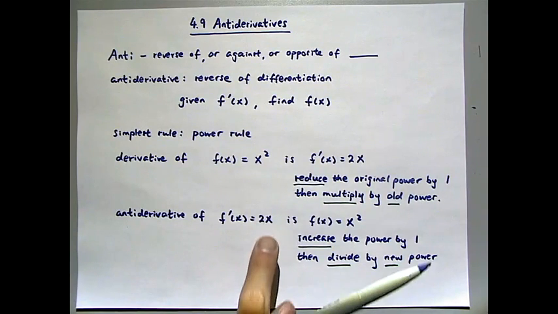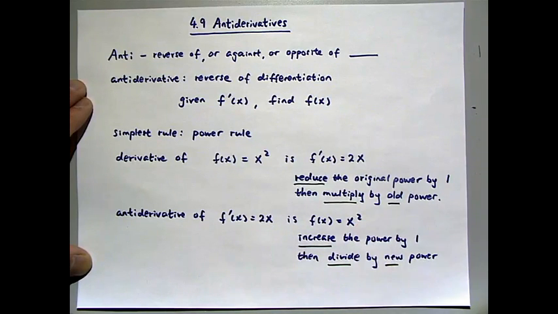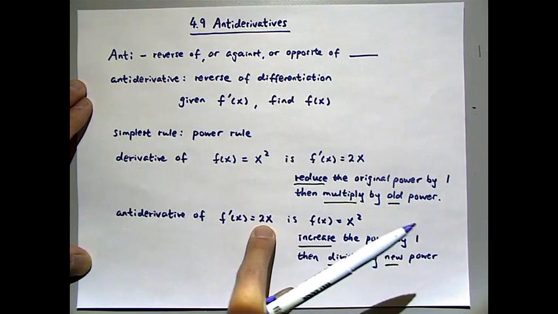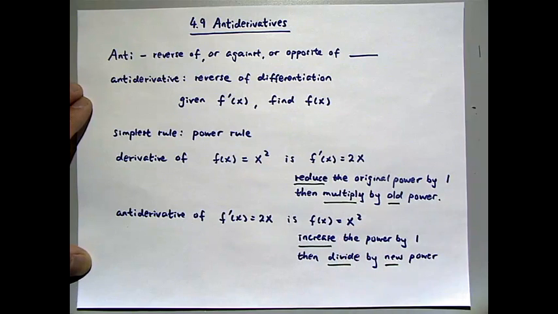Right? So here's what happened. We increased the power by 1. It went from 1 to a 2. Then, to get rid of that 2 in front of it, we divided by the new power. Right now it's a 2. Dividing by that, the 2 went away. And that gave us the x squared that we were looking for.